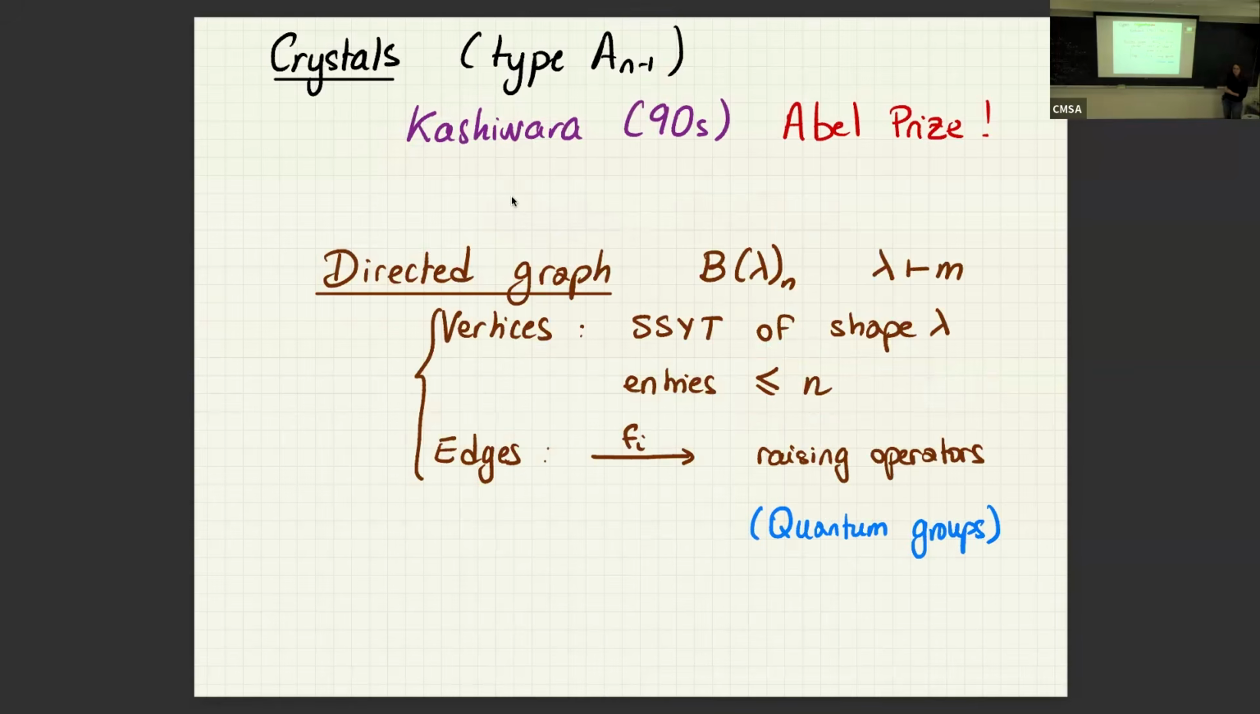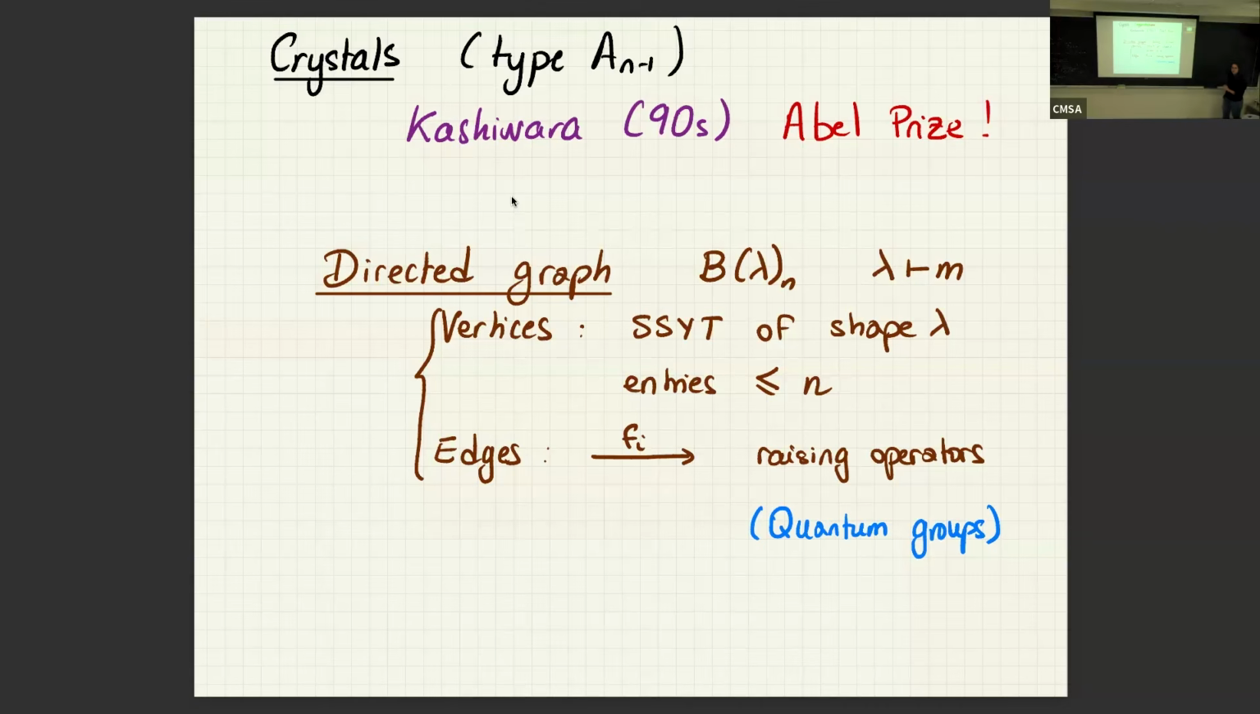Here I will define only the type A_{n-1} crystals, which were defined by Kashiwara in the 90s. It's also related to the work of Lusztig around the same time. You can define that in much more generality, but here let's just focus on the very concrete case of type A_{n-1}.